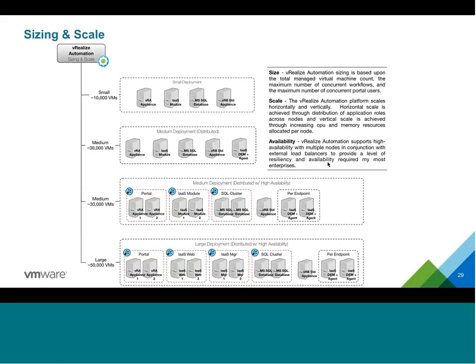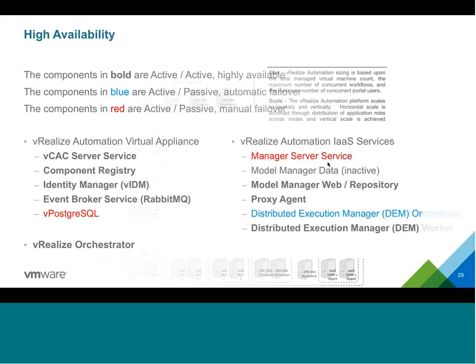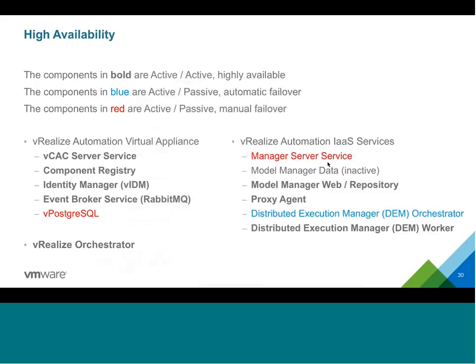But when I say high availability, how do the components work? Are all of them active, or are a few of them active, passive, or automated? Not all the components are active. For example, inside the vRealize Automation virtual appliance, we have the vCAC server service and component registry, identity manager, event broker, and then vPostgreSQL. vPostgreSQL is always active-passive, and you need a manual failover. If something happens to one node, you need to manually fail over the database. Just make note of that.